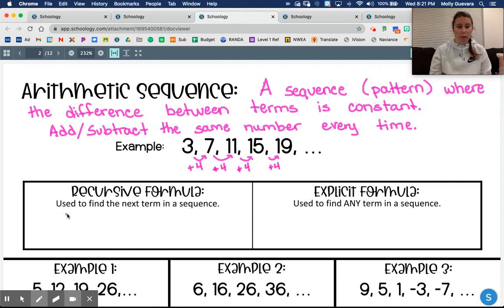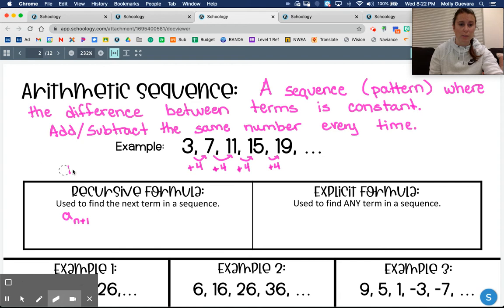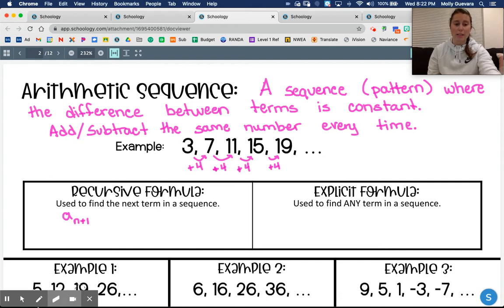For the recursive formula, we use a sub n instead of x, and then a_n instead of y. It'll look very similar to y equals mx plus b, but we're just using different letters. This a just tells me that it's a sequence. So we use a sub n plus 1. Notice that this is written down below as a subscript. This says the next term in the sequence.